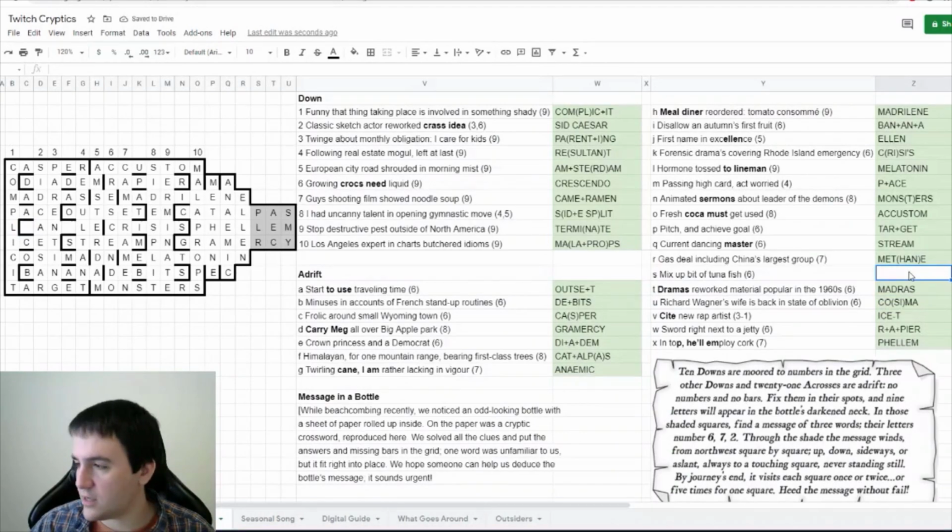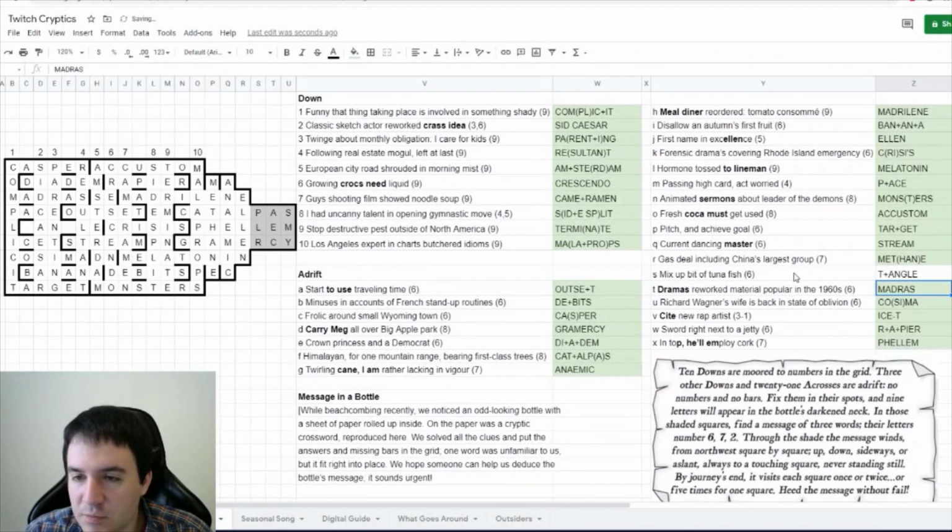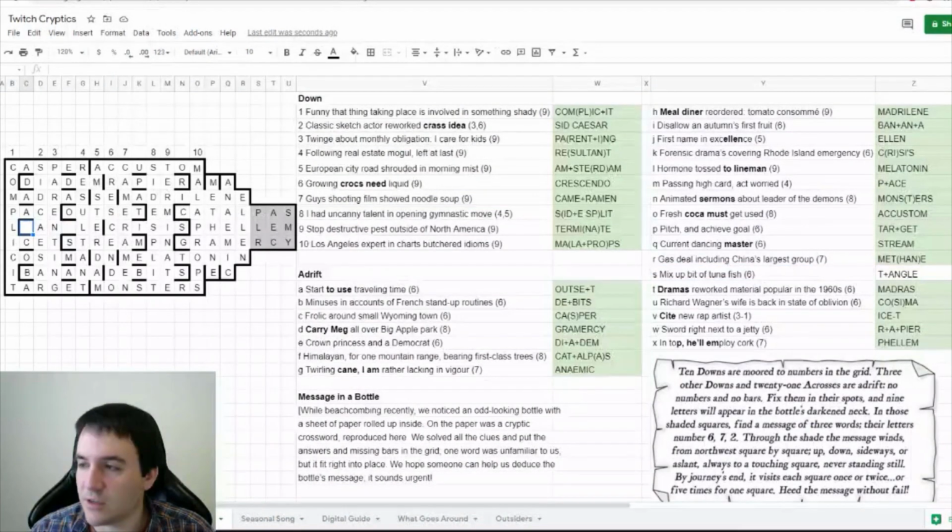And did somebody already figure out S? Sean says he thinks it's tangle. T plus angle. That does fit in the space. Mix up could mean tangle. Bit of tuna is T. And fish, if someone's fishing, they're angling.